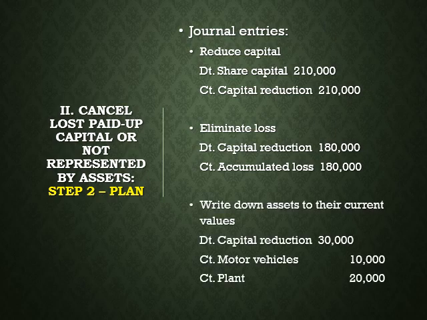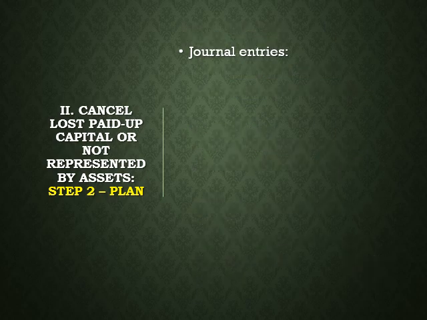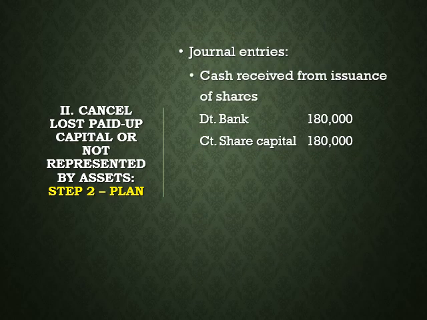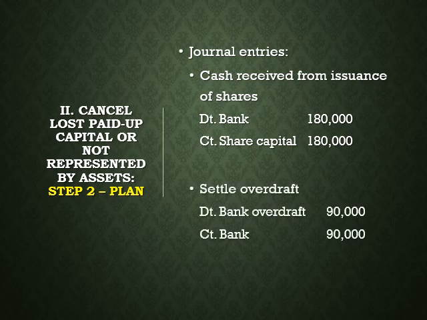Finally, to write down assets to their current values determined earlier, we debit capital reduction account with 30,000 ringgit and credit motor vehicles and plant accounts with 10,000 ringgit and 20,000 ringgit respectively. To record the cash received, we debit bank account with 180,000 ringgit and credit share capital account with the same amount. And to record the settlement of the bank overdraft, we debit bank overdraft account with the amount of overdraft of 90,000 ringgit and credit bank account for the payment made.